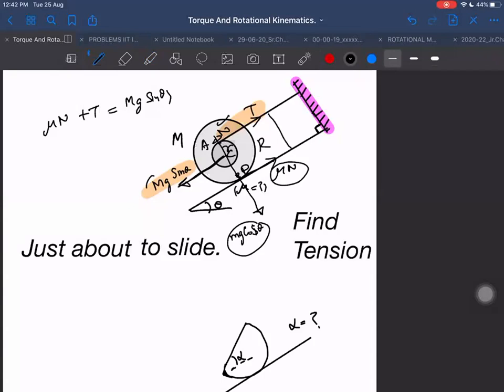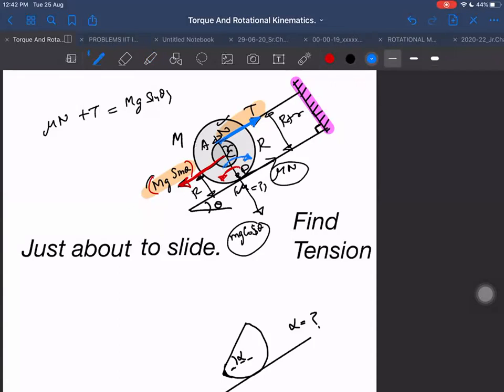What will be the distance of T from here to here? I think it will be R plus small r. Which is trying to rotate in which side? T is clockwise, sir, in the blue arrow side. Mg sin theta is anticlockwise, sir. Tension is clockwise.